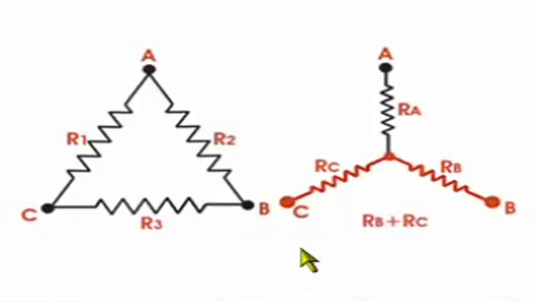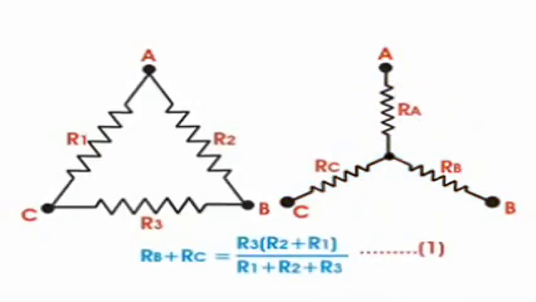Now think about the resistance value of the star across same points B and C. As you see from the diagram, there are two resistors RB and RC across the points B and C. Hence, the equivalent resistance between these points will be series combination of RB and RC, and this is equal to RB plus RC. Here RA will not come into our calculation as it is just open circuited.